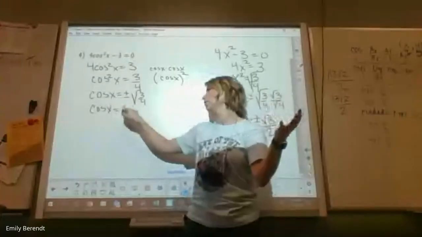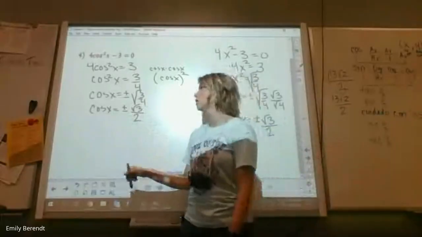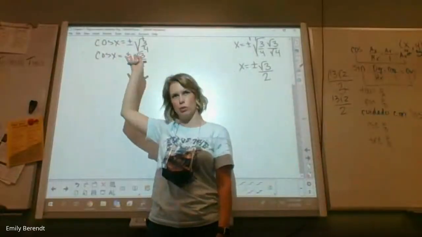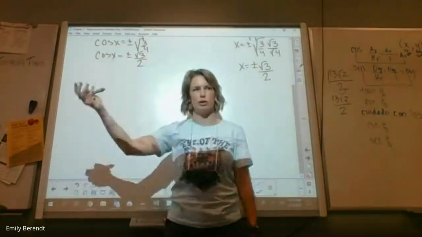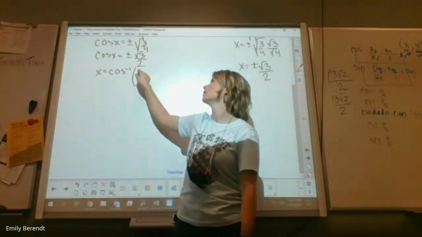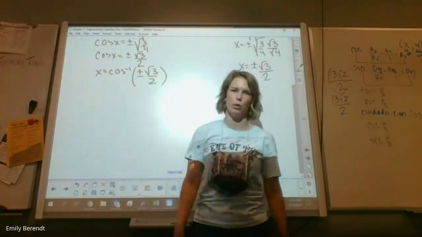So cosine of x equals, how many answers are produced because you had to do it to both sides? 2. Positive and negative square root of 3/4, which we know became the square root of 3/2. Now you have a trig word followed by an angle equal to a ratio. Now you're ready for the inverse. So x equals the inverse cosine of plus and minus square root of 3/2.